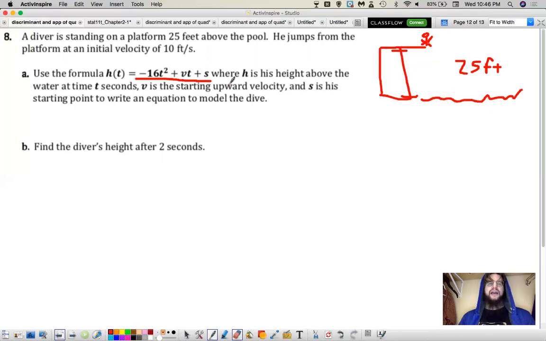He jumps at an initial velocity of 10 feet per second. So he's not just falling off, he's jumping off. So he's gonna have an initial velocity. He's gonna go up a little bit and then down. But he's starting at 25 feet with an initial velocity of 10 feet per second. So our x naught, or our what? We're using h. Okay, our h naught, our initial height, is 25 feet.